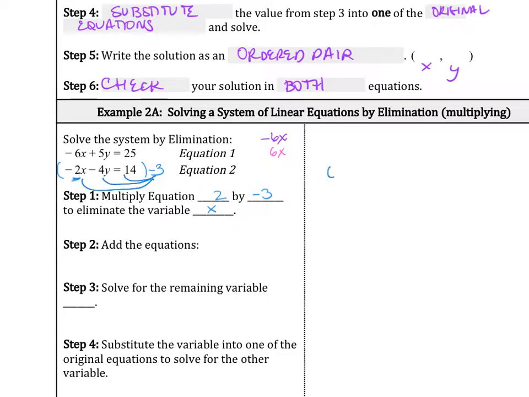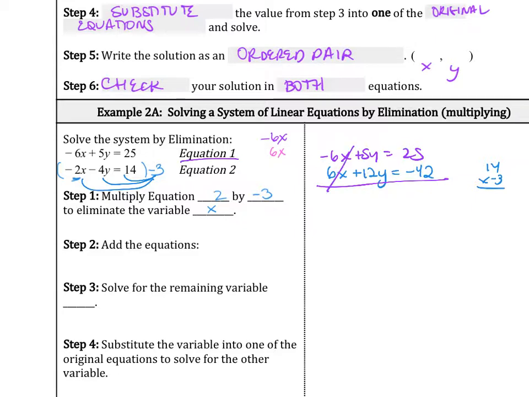So this becomes 6x plus 12y equals 14 times negative 3 is negative 42. You can always do it on the side if you can't do that in your head. Totally fine. Then let's just rewrite the top equation, equation 1. So that's negative 6x plus 5y equals 25. Now if we add them together, our x's will cancel out.